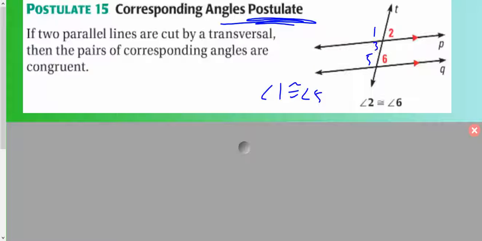So we put 3 in here, and 7. Angle 3 is congruent to angle 7. 2 and 8. All of those are the same.